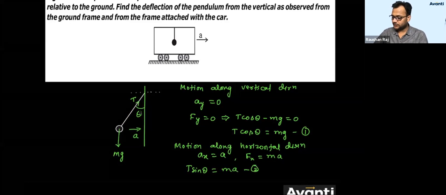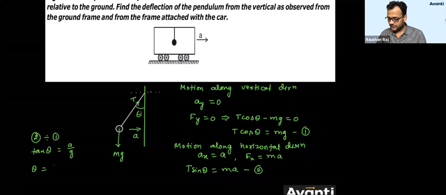Equation 2. I need to know the value of theta. So what will I do? I will divide equation 2 by equation 1. So I would get tan theta will be equal to A by g. So theta will be equal to tan inverse of A by g. So this is the answer for this question. So those who have answered, they have got the correct answer. Very good guys, well done, keep it up. So answer for this question is tan inverse of A by g.